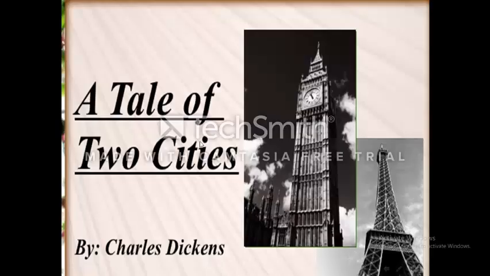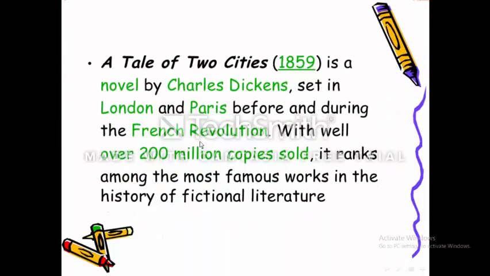A Tale of Two Cities by Charles Dickens. A Tale of Two Cities, 1859, is a novel by Charles Dickens, set in London and Paris before and during the French Revolution, with well over 200 million copies sold. It ranks among the most famous works in the history of fictional literature.